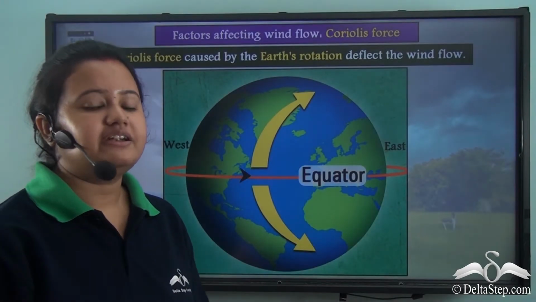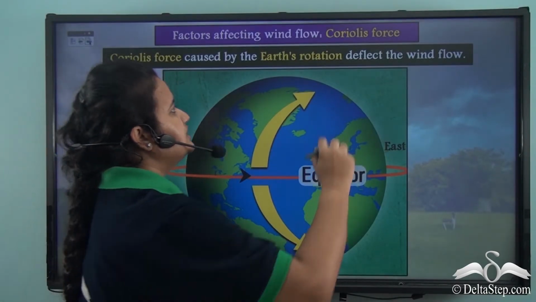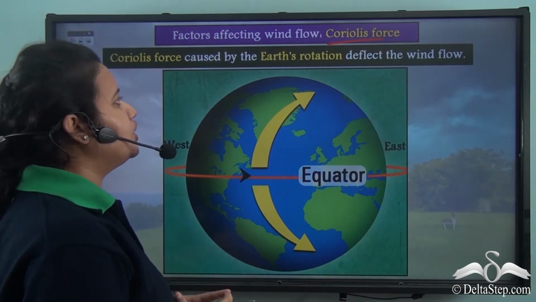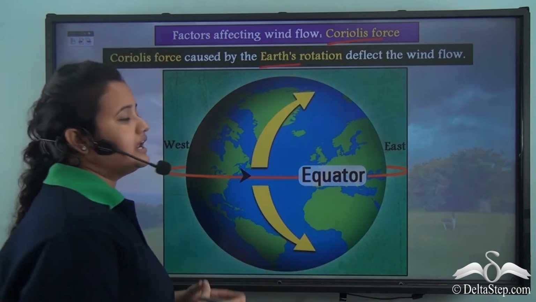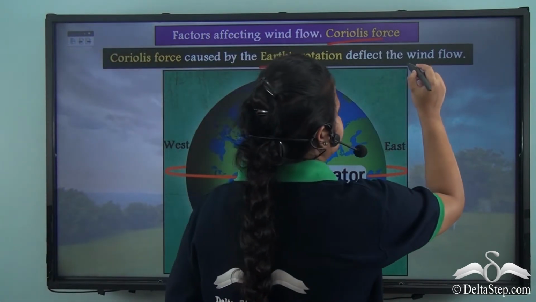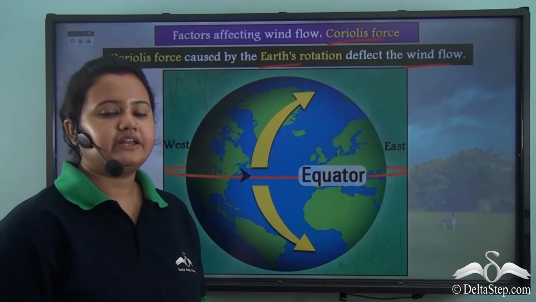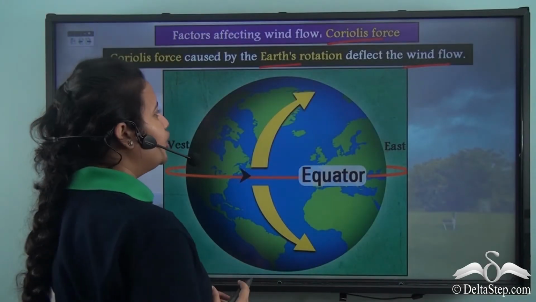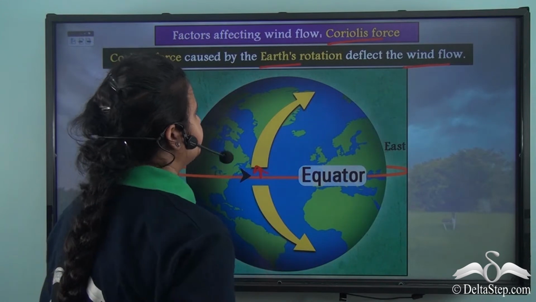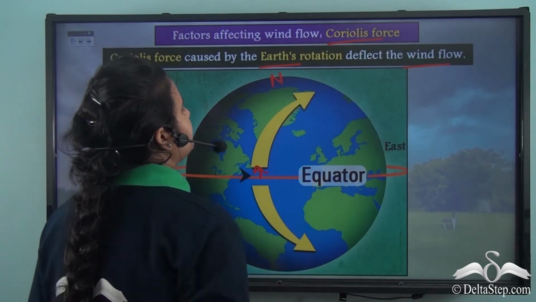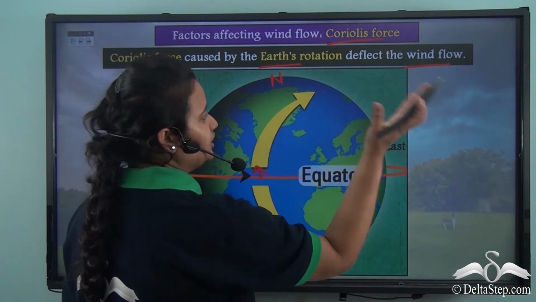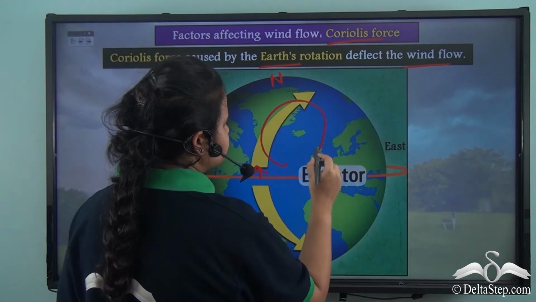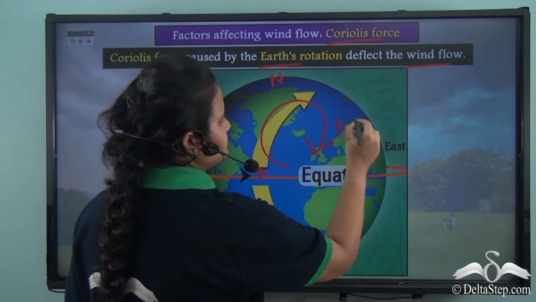Now another factor that affects wind flow is Coriolis force. We know Coriolis force is caused by Earth's rotation. Now this force deflects the wind flow. So let me explain to you how the direction of wind changes. As the winds blow towards the pole from the equator, the wind gets deflected to the right. In other words, the wind rotates clockwise in the northern hemisphere.